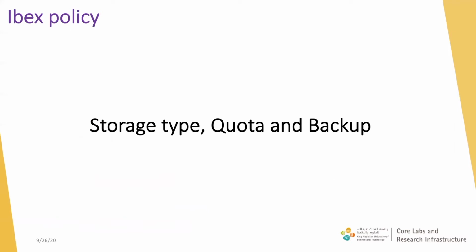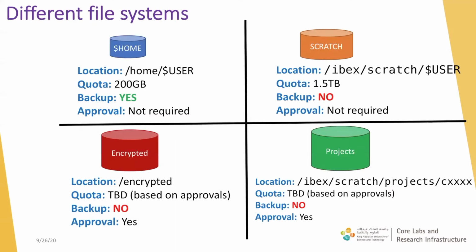Then let us talk about storage type, quota, and backup policies. In Ibex, we have 4 different types of file systems available. One is the home directory. The home directory is located at /home/$user. This home directory quota is 200 GB by default. This home directory is frequently backed up, meaning if any data is deleted, it's possible to recover your data. There is no approval required for this home directory file system.